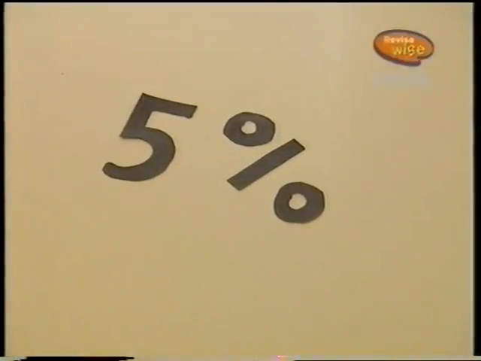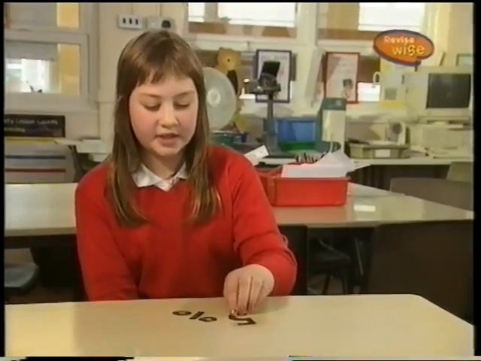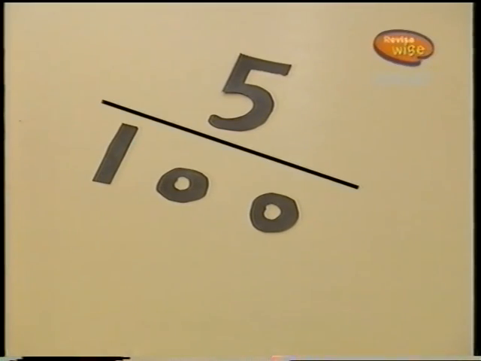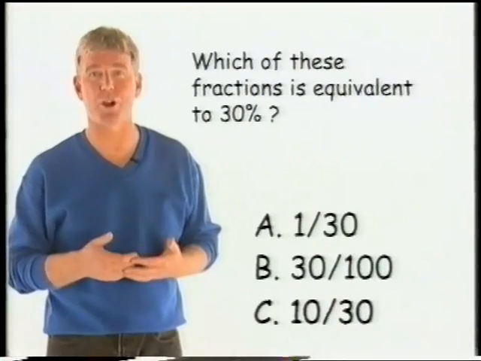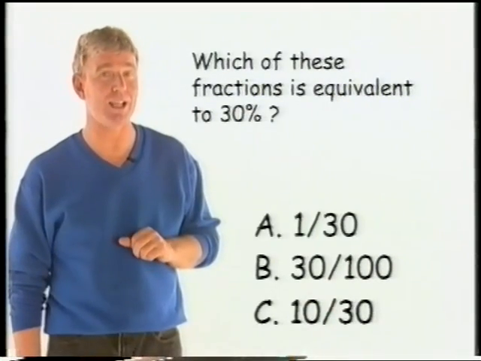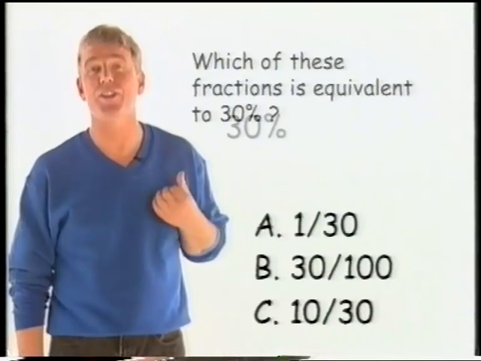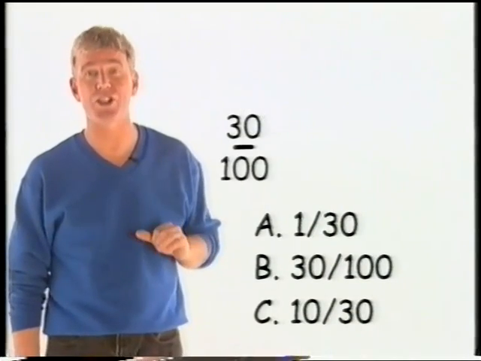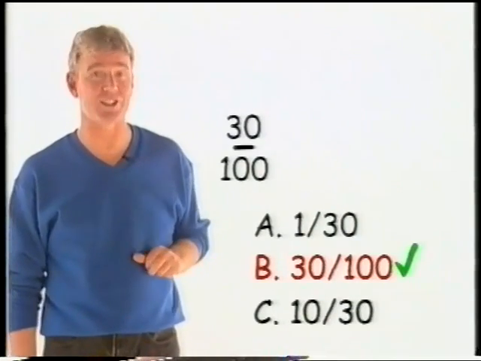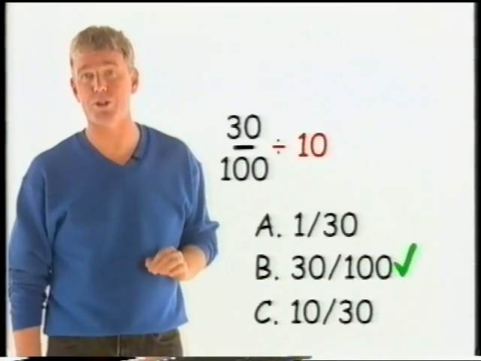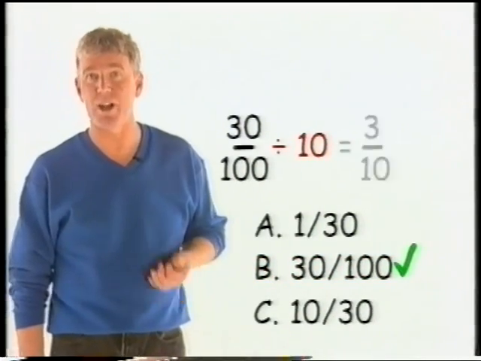Percent means out of 100. To turn a percentage into a fraction, just put the percentage over 100. So what's your answer? A, B, or C? 30% is 30 100ths, so answer B is correct. But you could simplify this by dividing top and bottom by 10 to give 3/10.